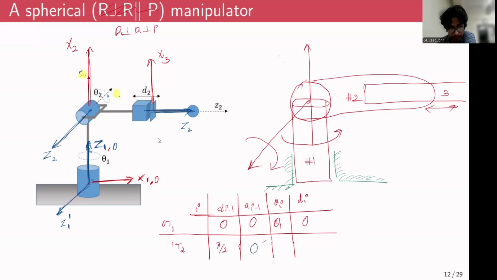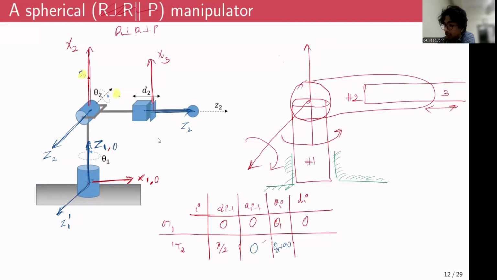What about theta? Theta is basically the relative orientation between X1 and X2 measured along Z2. So as you can see, by default there is already an offset of 90 degrees. X1 is here, X2 is here, an offset of 90 degrees between X1 and X2. But then since this is a rotary joint, it can also move by an amount theta, at any configuration. So the relative orientation would be now theta 2 plus 90.